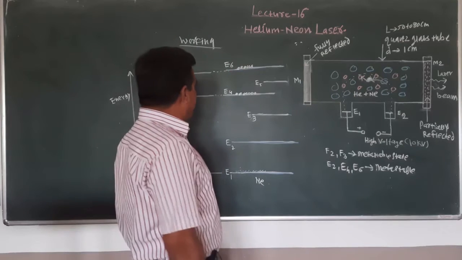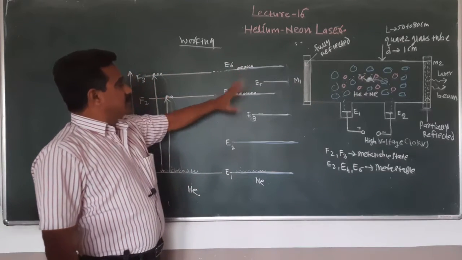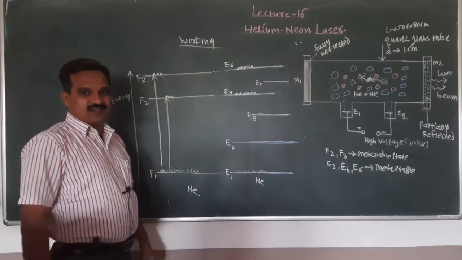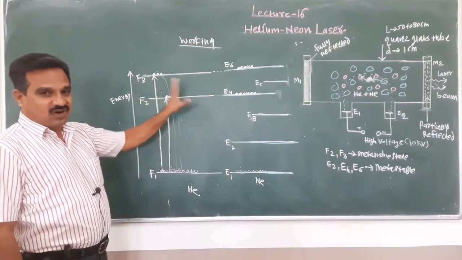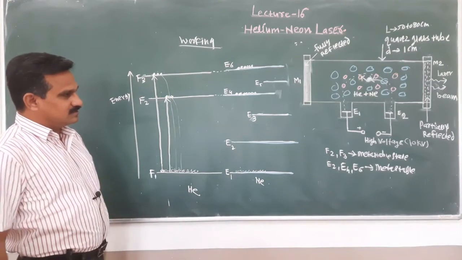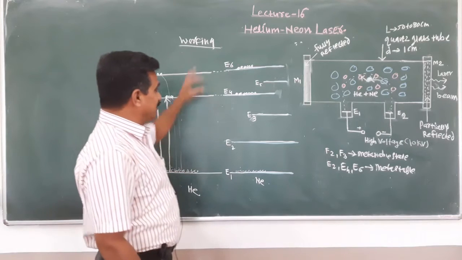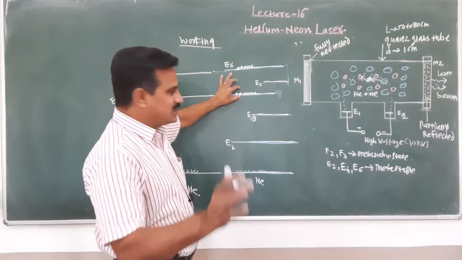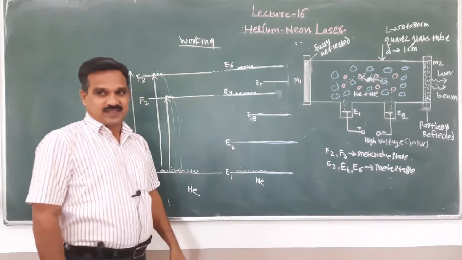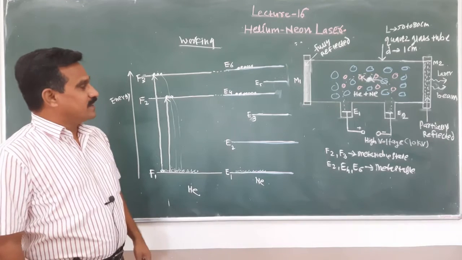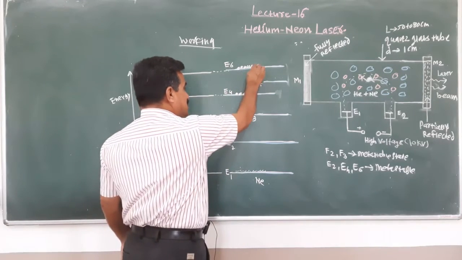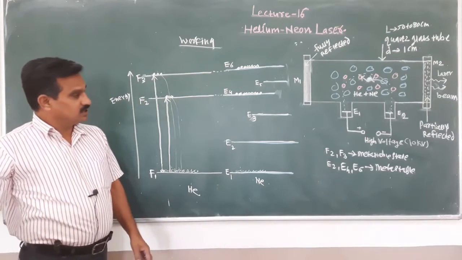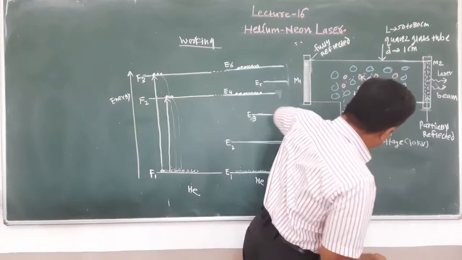Here is the next point, you remember that. The number of atoms accumulated here, and the number of atoms accumulated here, because these two are metastable states. And when this is sufficient, population inversion occurs. Where does the population inversion occur?